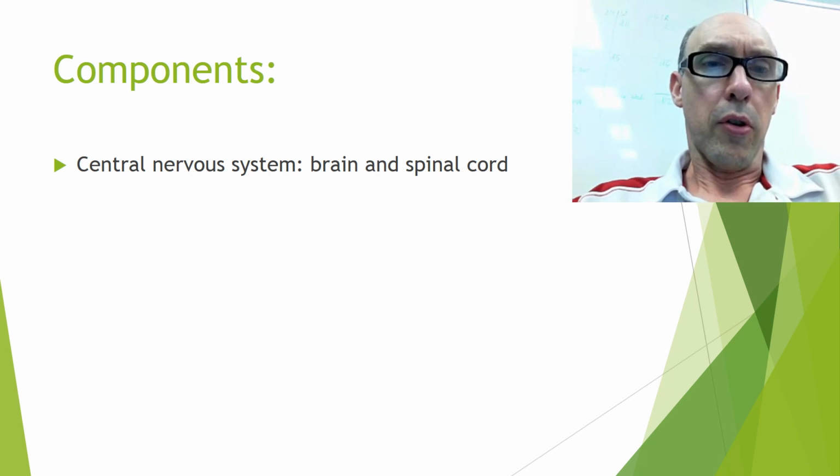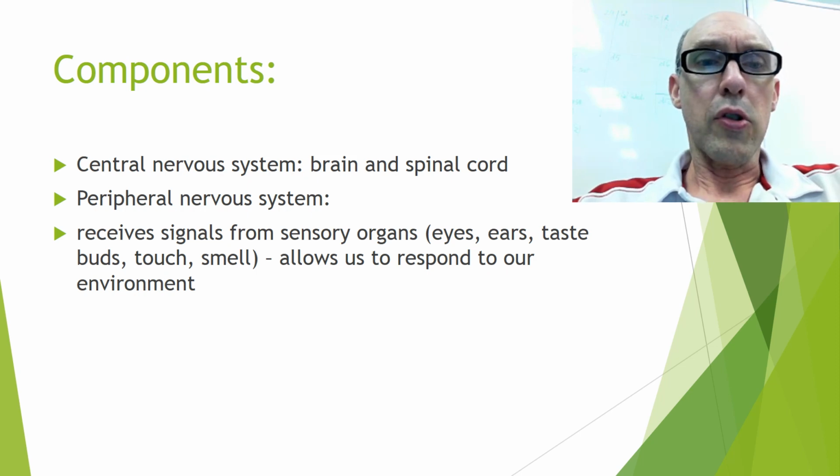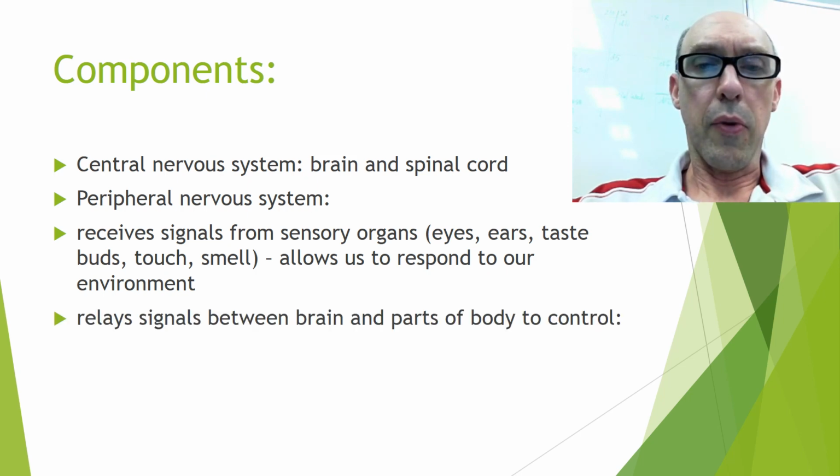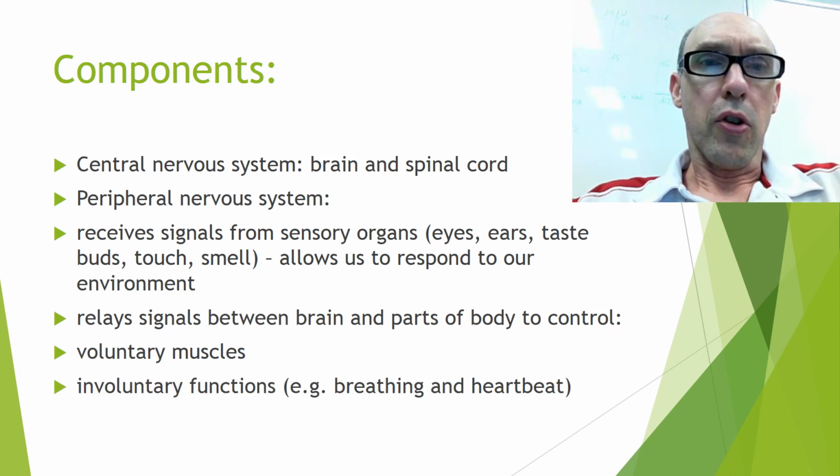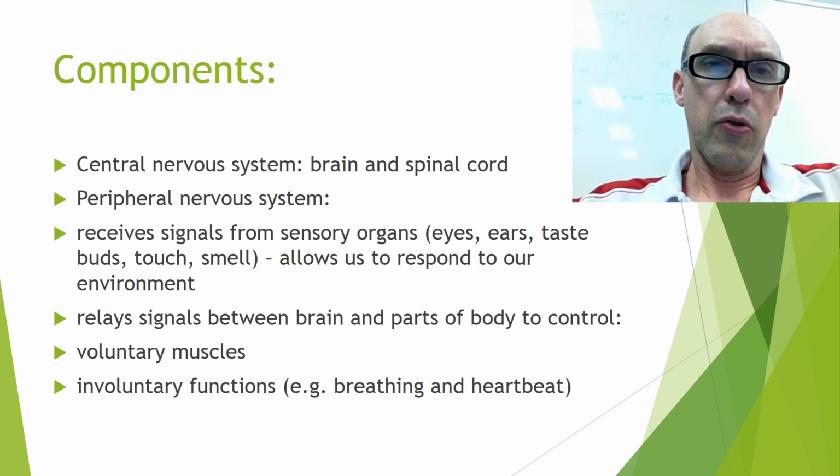Then we have the peripheral nervous system, and its job, there's several things. First, it receives signals from all of our sensory organs, which allows us to do that response. It relays signals from the brain to parts of the body to control two types of motions. The voluntary muscles, those are the ones where we're saying, okay, we want to move this muscle and we think about it to make it move. But we also have the involuntary muscles. Involuntary ones are the ones we don't think about and they happen, just making our heart beat, our breathing, all that kind of stuff. Moving on in 3, 2, 1.